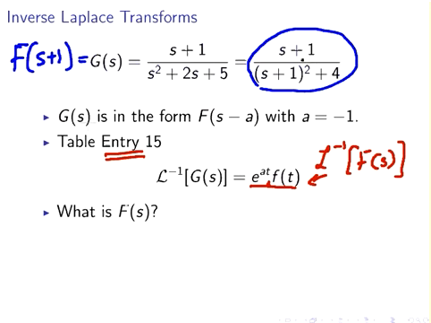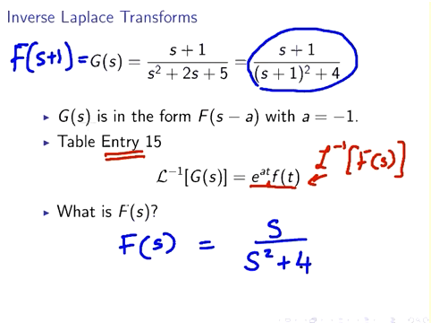So we have f of s plus 1, and that's equal to s plus 1 divided by s plus 1, all squared, plus 4. Essentially, where we have s plus 1, we just replace it with s. So f of s is simply s over s squared plus 4. So we have f of s.